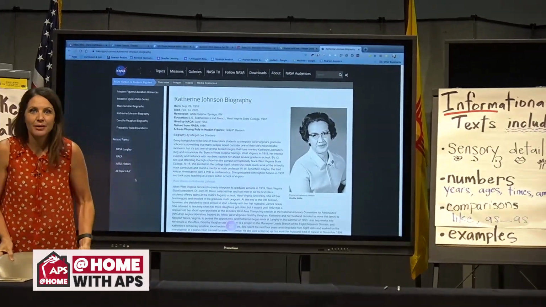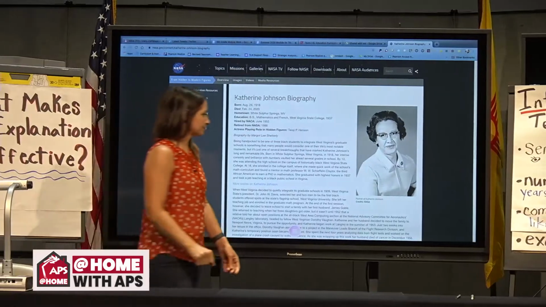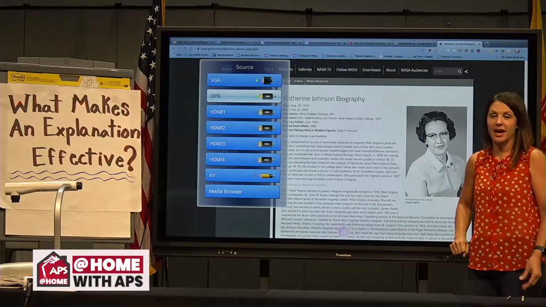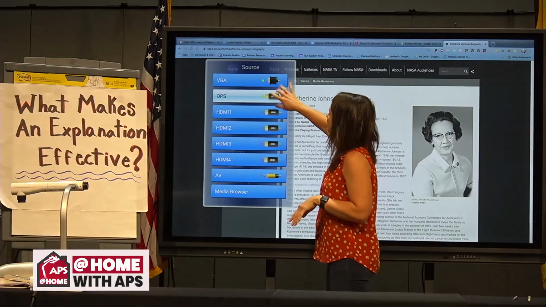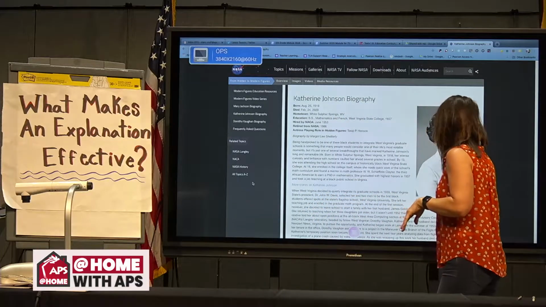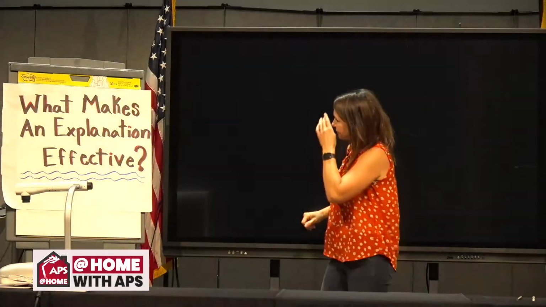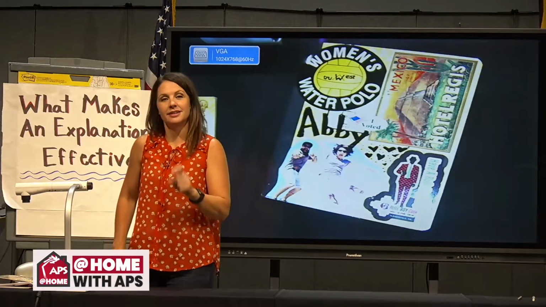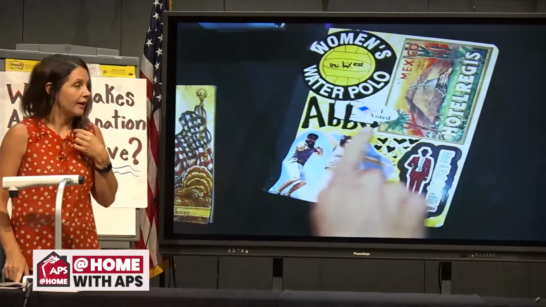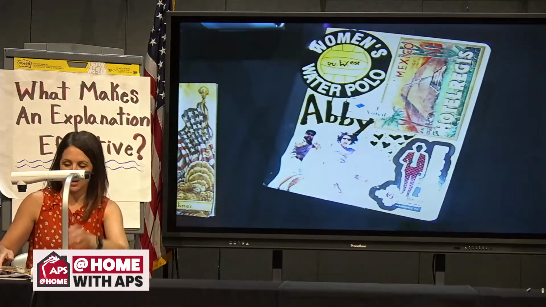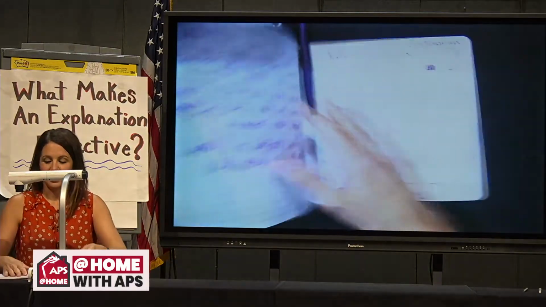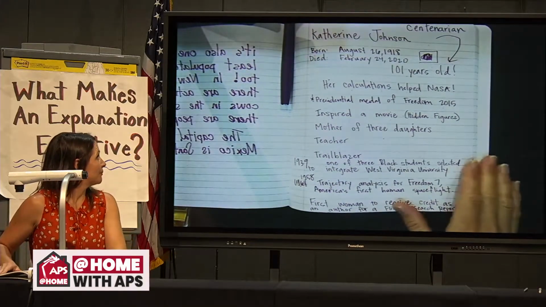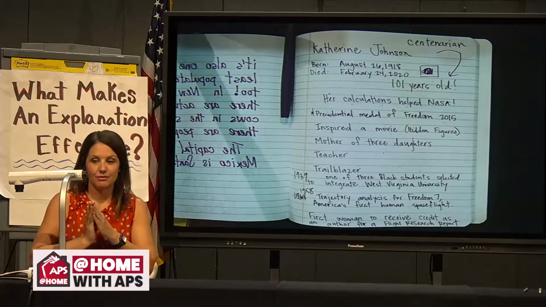As always, I have my writer's notebook ready to go. In my writer's notebook, I've taken some notes from this page that are going to help me compose my written explanation. I'm going to explain how Katherine Johnson is an American hero. I have my writer's notebook here, of course. And here's my note page. I'll even zoom in a little bit more. Here are a few things that I wrote down.